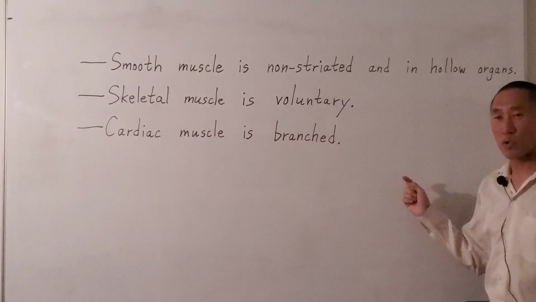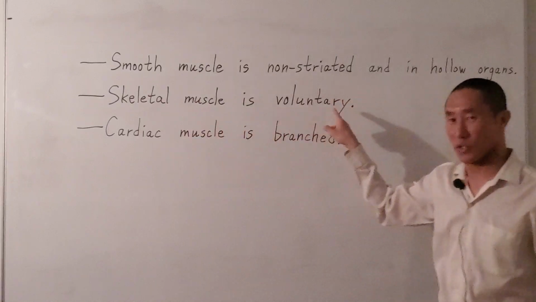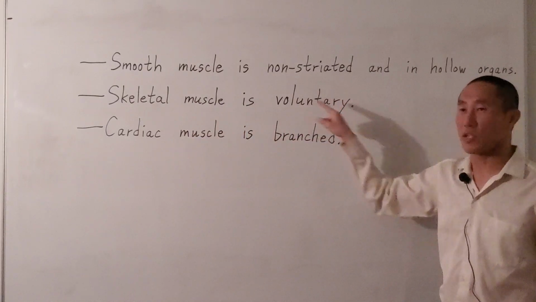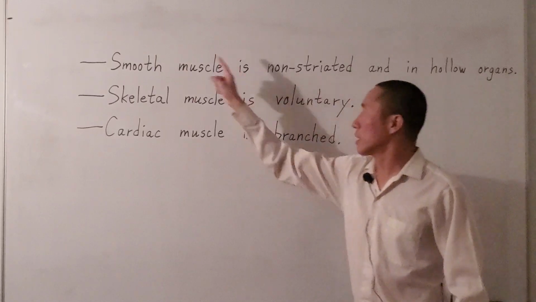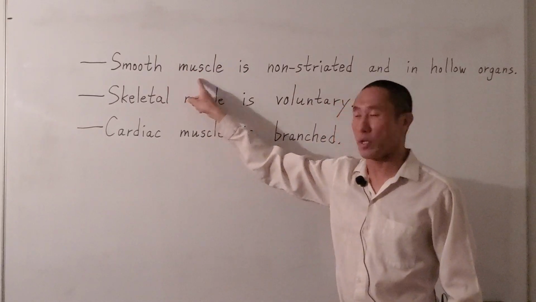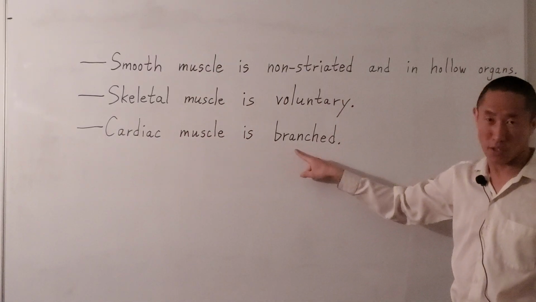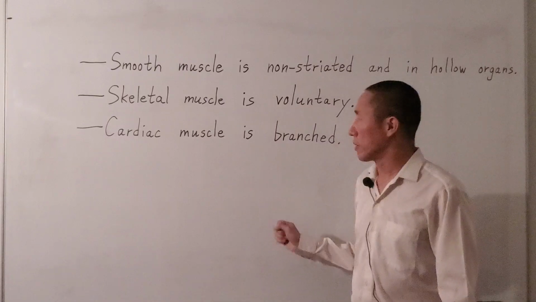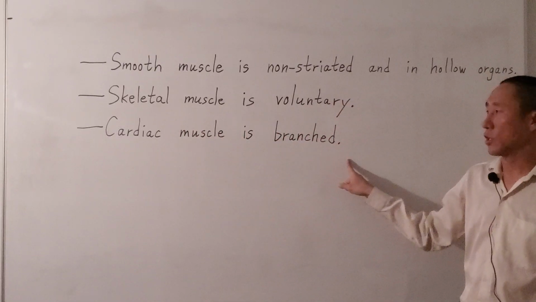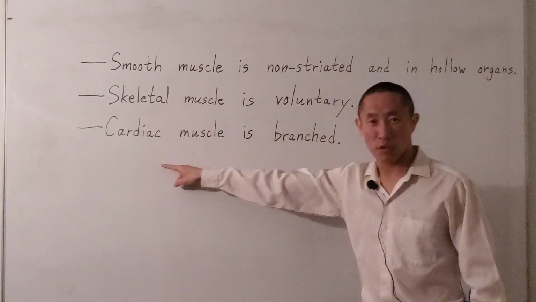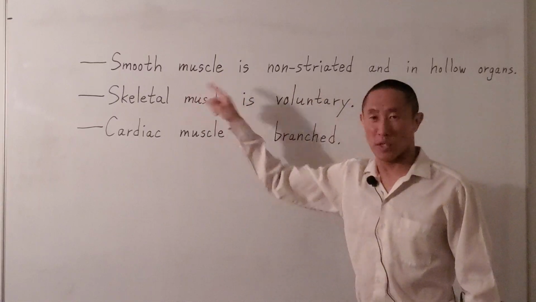Now, the second summary sentence is skeletal muscle is voluntary. So we remember that skeletal muscle is the only one that's voluntary. That means that smooth muscle will be involuntary and cardiac muscle will be involuntary as well. Now, the third sentence here: cardiac muscle is branched. As long as we remember that cardiac muscle is branched, that means the other two are non-branched.